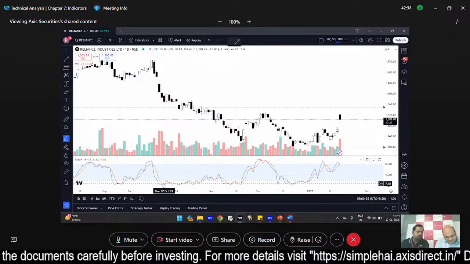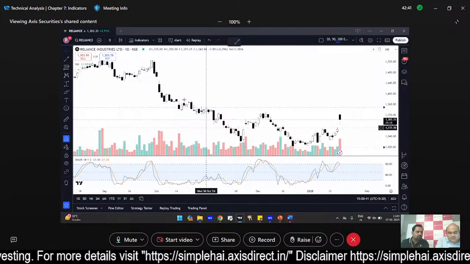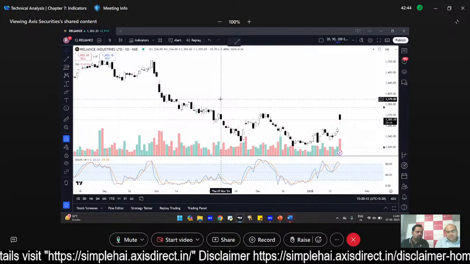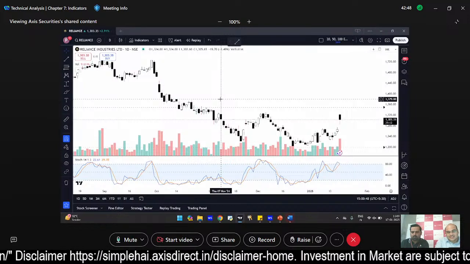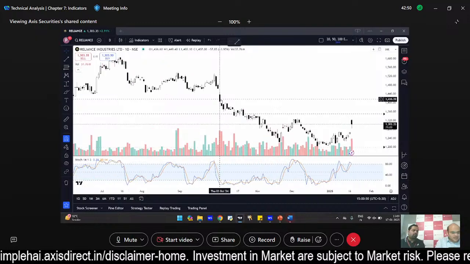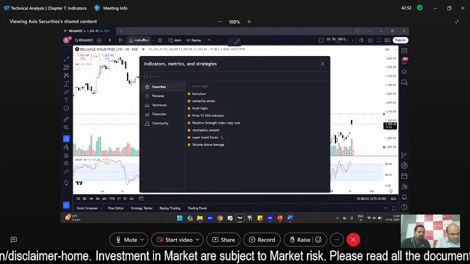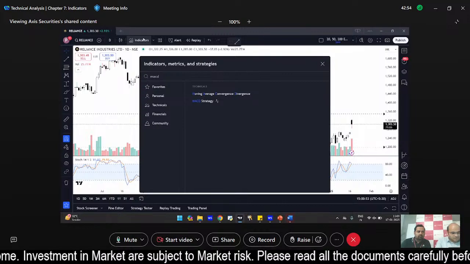But then in this scenario itself, you can see that that is not the case everywhere. So you have to mix and match it with other technical tools, other technical indicators to get a decent enough entry point or exit point. Then we come on to something called as MACD, moving average convergence divergence.